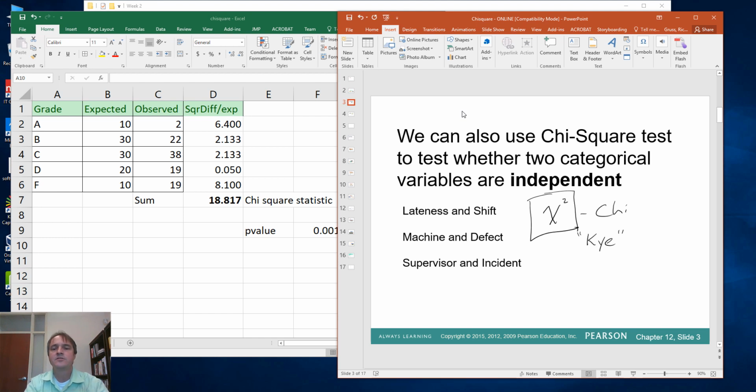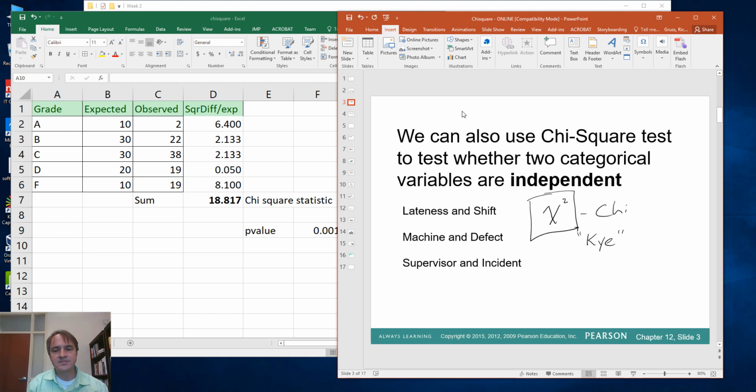So examples of categorical variables are lateness versus shift. So first shift, second shift, third shift, these are categorical variables. And then late versus not late. Okay, so that's a categorical variable also. And if you want to see if those two are independent, then you can use a chi-square test.